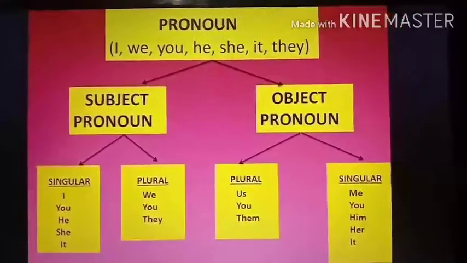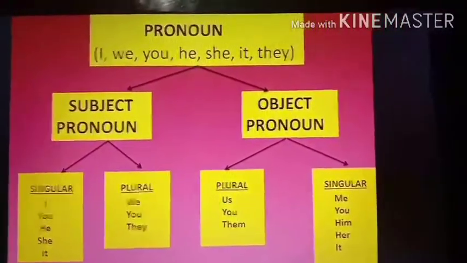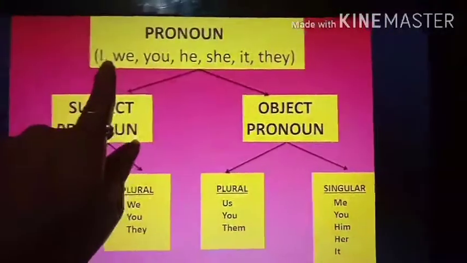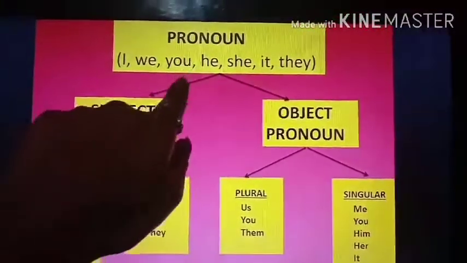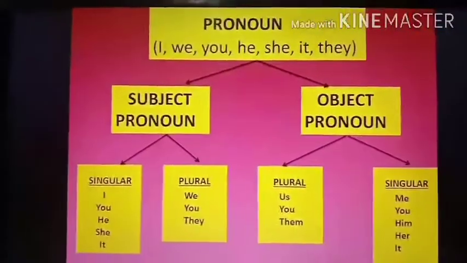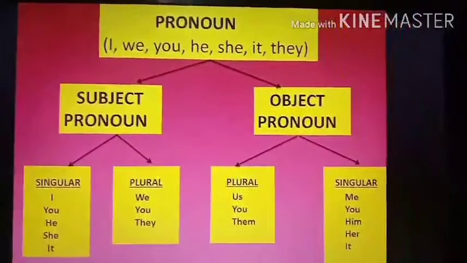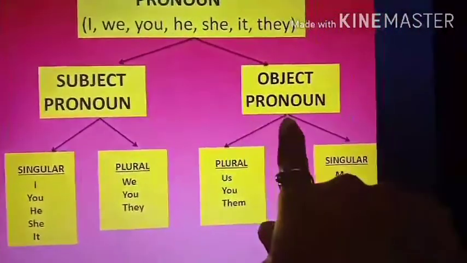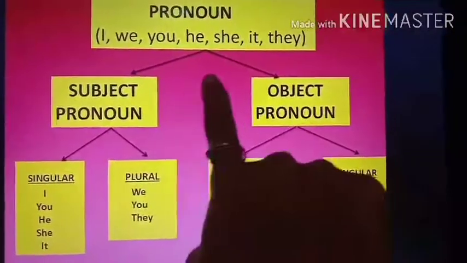I have made a chart for you so that it is easy for you to understand. See, now these all are pronouns. You all know about this. I, we, you, he, she, it, they all are called pronouns. Now you see that pronouns are of two types, that is subject pronoun and object pronoun. Okay, subject pronoun and object pronoun.